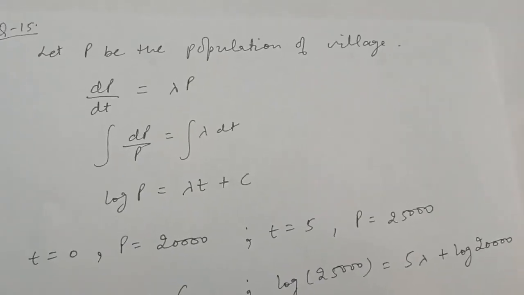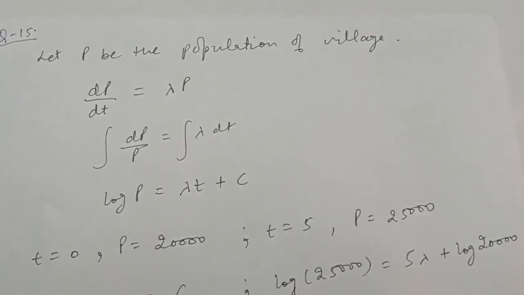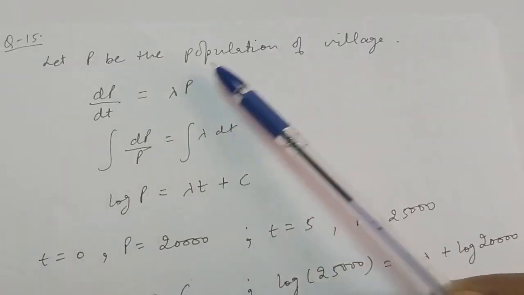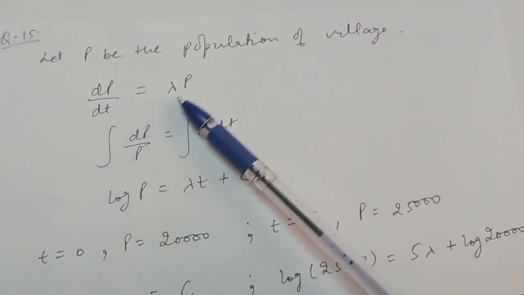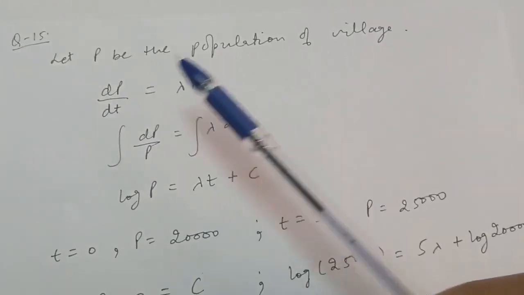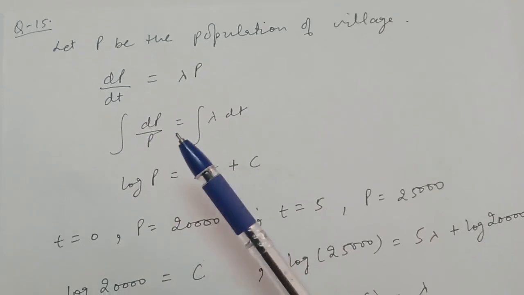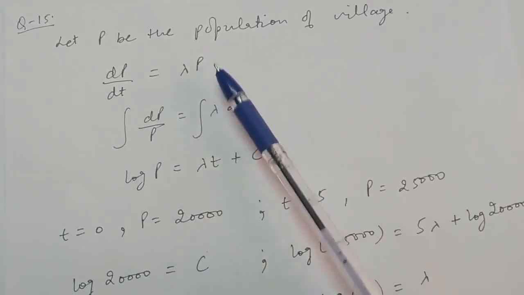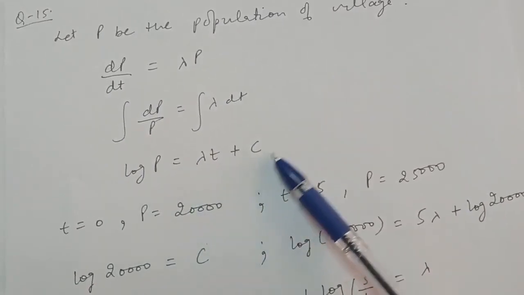Now question number 15 is the population of a village increases continuously at the rate proportional to the number of its inhabitants present at any time. So first of all, let P be the population of the village. Now the change in the population with respect to time is proportional to the population present at any time. So dP by dt will be equal to lambda times P. From here, calculate the value of P. Take this P on this side and dt on this side. Now integrate both the sides. So you will get log P is equal to lambda t plus c.